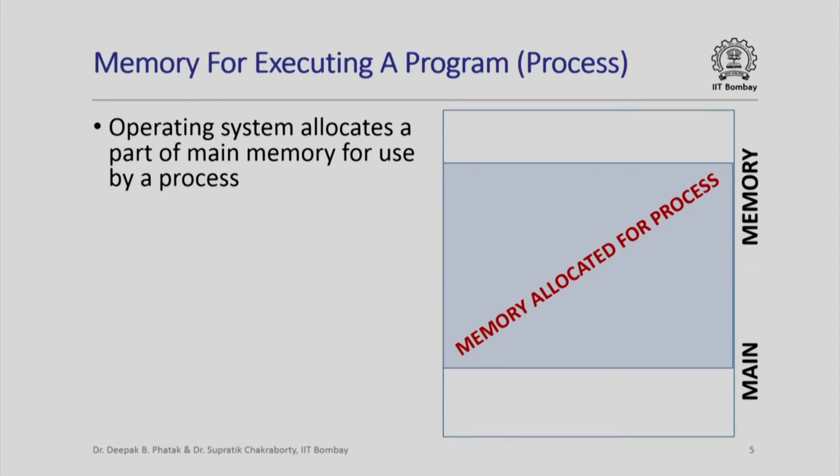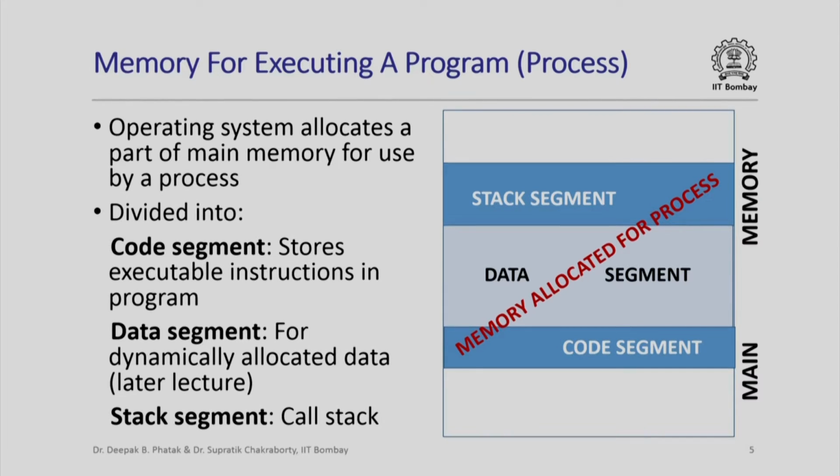You would also recall that this memory allocated for a given process is actually divided into 3 segments. We have the code segment, which stores the executable instructions in the program, the data segment, which stores dynamically allocated data, and we will see this in a later lecture, and then there is the stack segment which stores the call stack. If you also recall, every local variable of every function in a program is basically allocated in the activation record of that function, and the activation record is stored in the call stack in the stack segment. So basically every local variable of every function in your program actually resides in the stack segment.